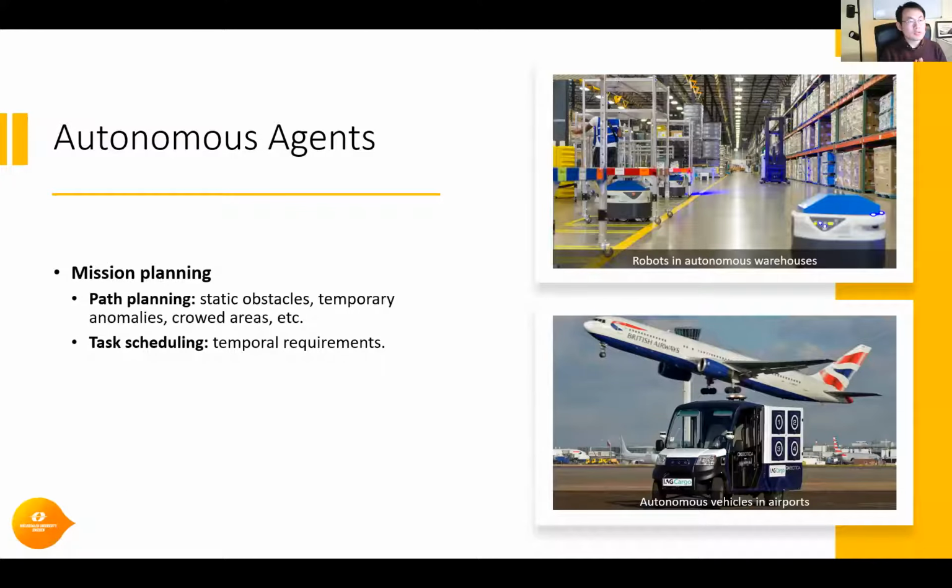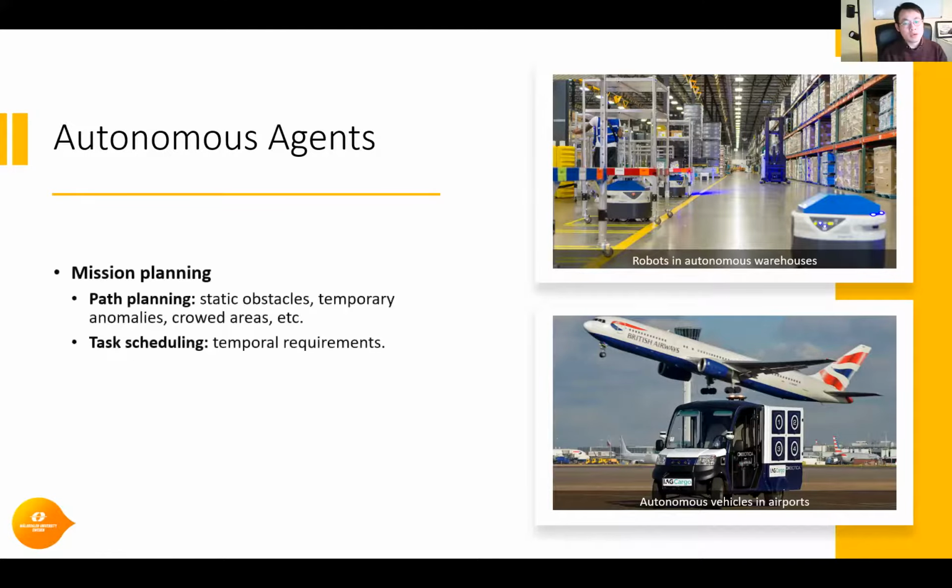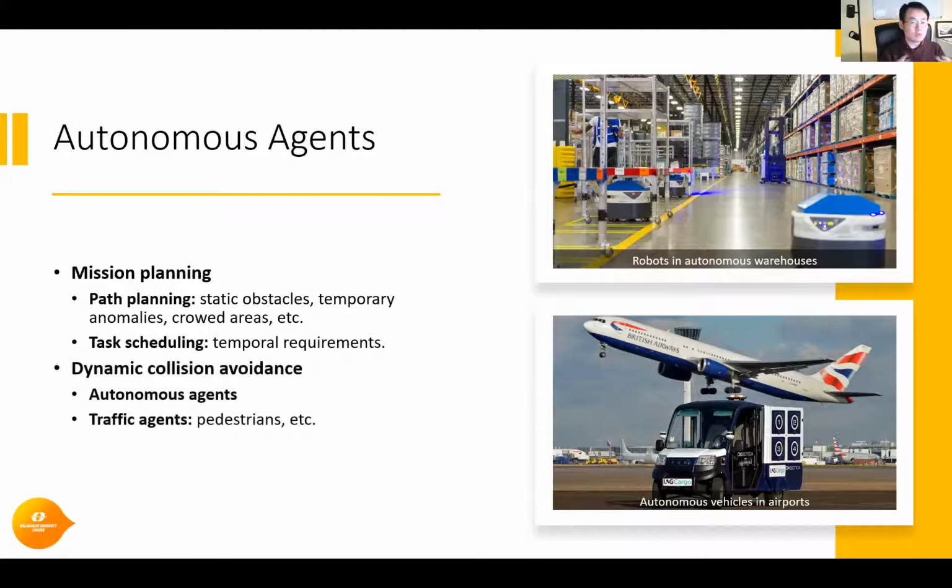So first, I want to talk about autonomous agents. Autonomous agents are systems that can move and act autonomously and perceive the environment and react. Examples of autonomous agents are robots and autonomous vehicles. In our research, we want to solve two main problems of this kind of systems. One is mission planning, including path planning and task scheduling. One is dynamic collision avoidance.